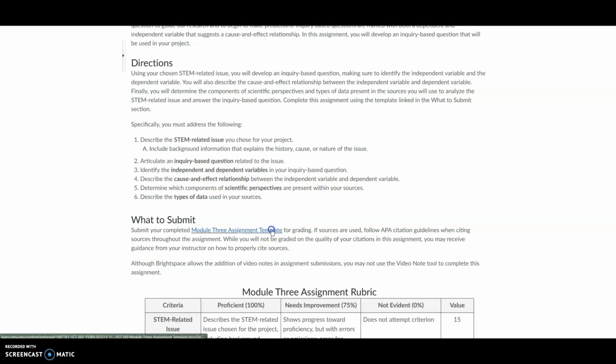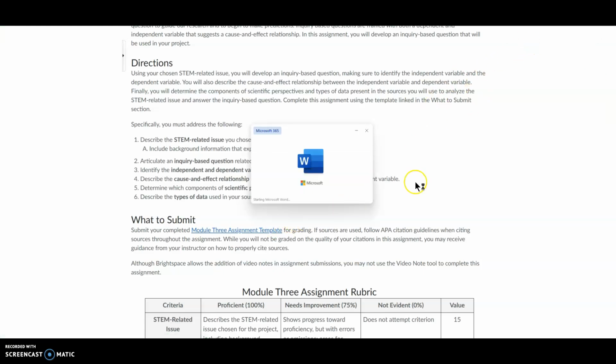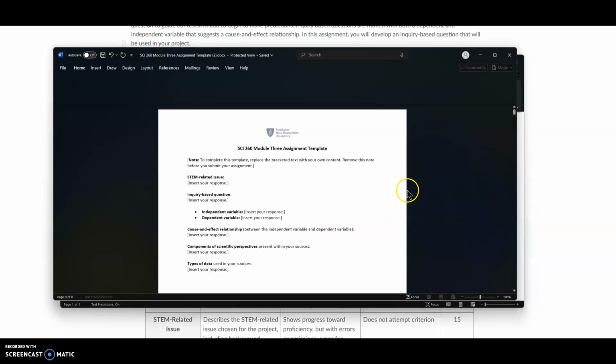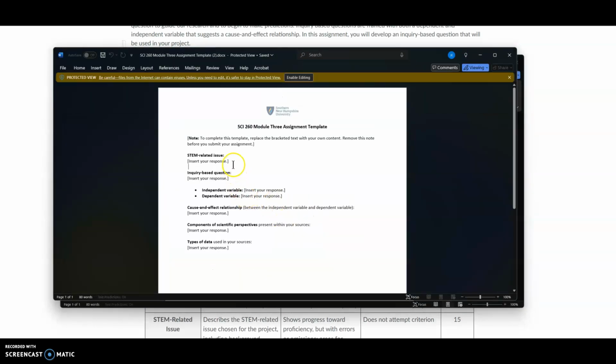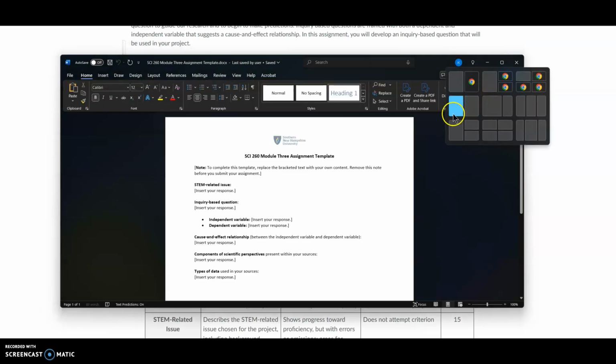So you have a template right here. You're talking about your issue, you're going to put your question here, your variables. So I would just go ahead and, just like with the others, delete the brackets and then put your own content in there.